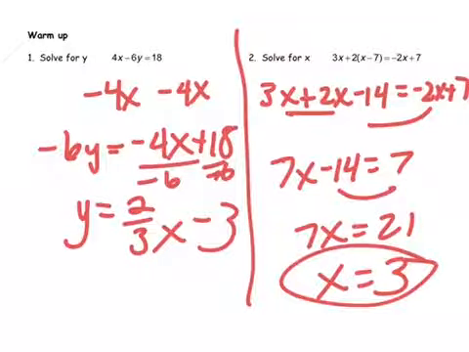3 times 3, up here that is. 3 times 3 is 9, 9 plus 2 times 3 minus 7, so 2 times negative 4 is negative 8, so you get 9 minus negative 8, or 9 plus negative 8, which is 1. On the right side, you put in 3, so it's negative 2 times 3 is negative 6, negative 6 plus 7 is 1. Yay, we got it right.